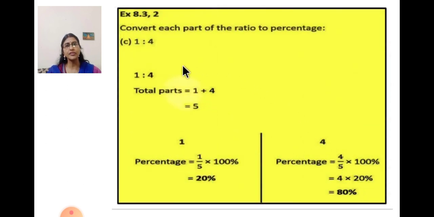Now the third part of the question, 1 is to 4. So this ratio also we have to convert to percentage. So total part is 1 plus 4, that is 5. Now here 2 columns are made. Here 1 is written, here 4 is written. So percentage first part 1 upon 5 into 100. And then this 2 you will reduce, you will get 20. So 20%. Similarly, for this part also we'll write 4 upon 5 into 100%. And then we'll reduce. 20 will come when you reduce this by 5. 5 twenties are 100. So we'll write here 20 and 20 into 4 is 80%.